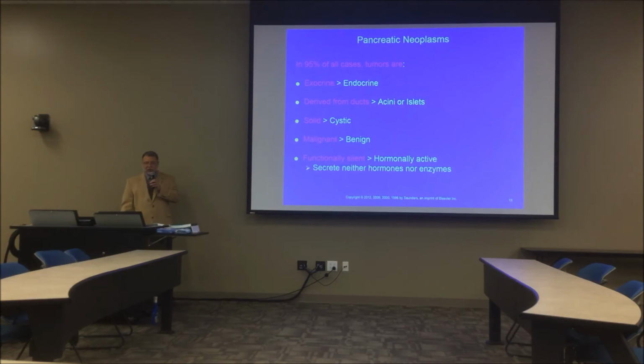Of the cancers that can happen, 95% are exocrine rather than endocrine. Everything is derived from ducts, so adeno, glands, is the name of what is going to happen. If they're solid, they're going to be much more frequent, and malignant is also more frequent. Being endocrine is not as often. Tumors of the islets or acini are not that common, same as benign or cystic ones.